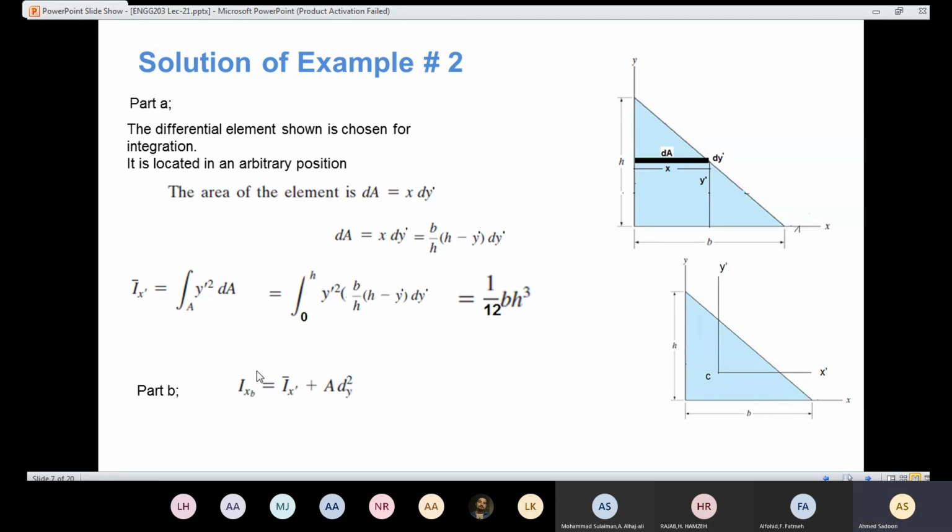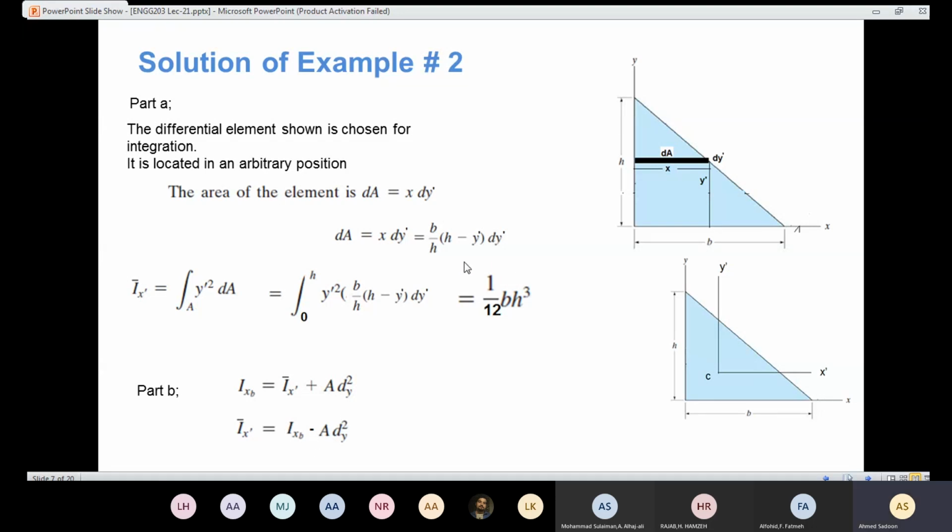So what we want here, we want ix bar. What we evaluate here is ixb. So here is a mistake. This value is ixb. You should put ixb. Now we want that value. In order to get that value, it is going to be ixb minus A dy squared.